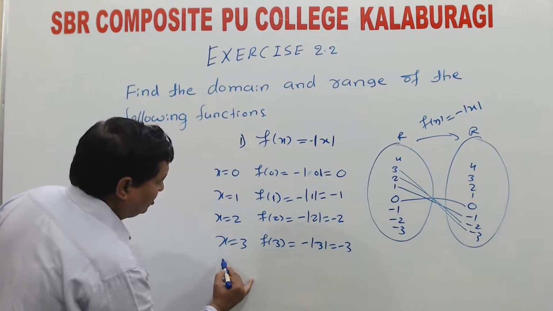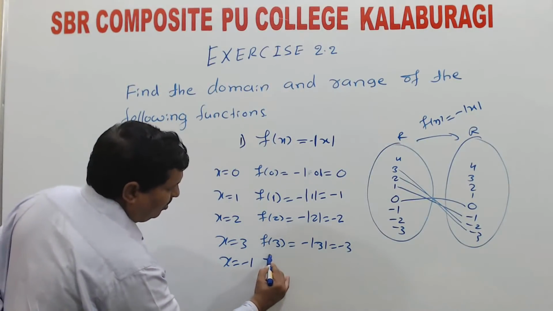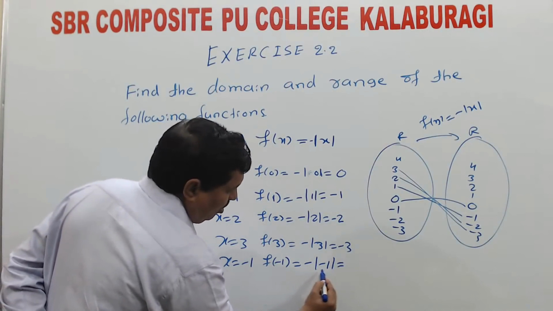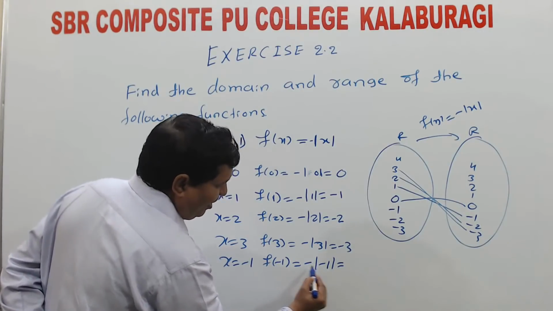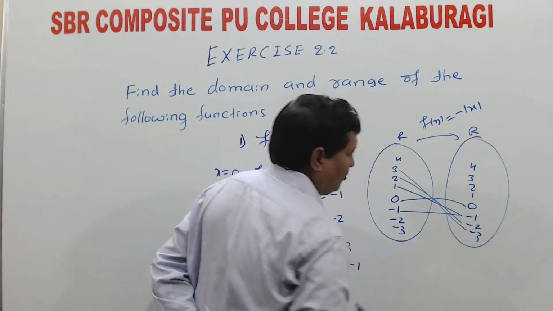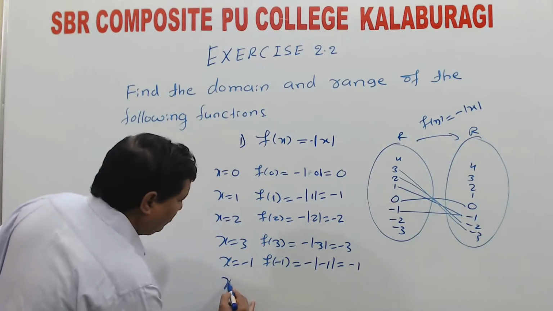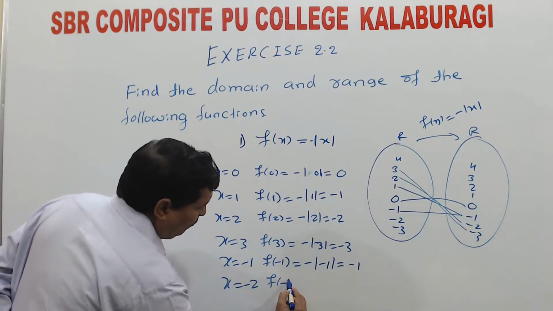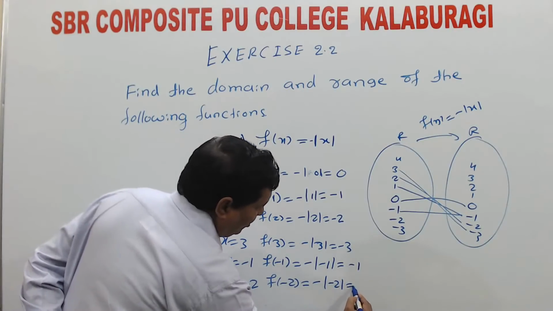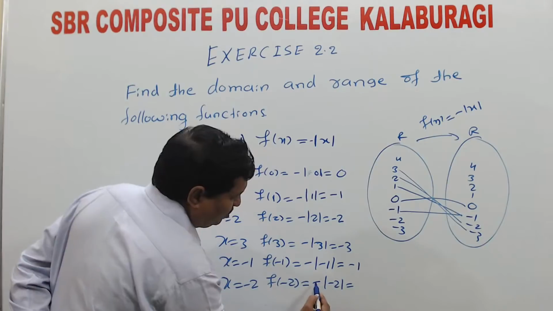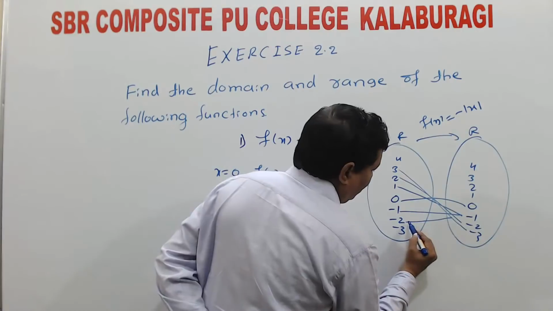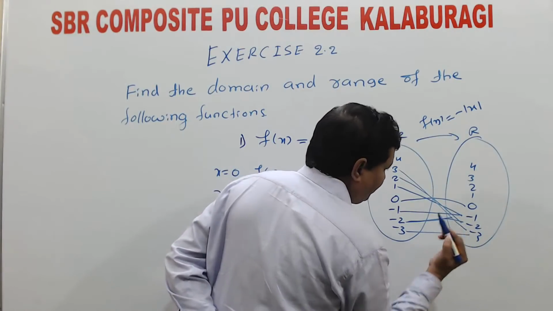Okay, I will take some negative values. x equal to minus 1, f of minus 1 equal to minus mod of minus 1. Mod of minus 1 is 1, again the outside minus is there, therefore it is minus 1. Therefore minus 1 is related with minus 1. x equal to minus 2, f of minus 2 equal to minus mod of minus 2, mod of minus 2 is plus 2, again the outside minus is there, so minus 2, okay, minus 2 and minus 3.